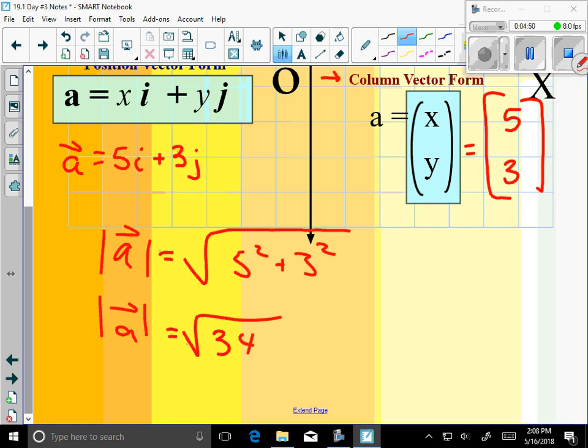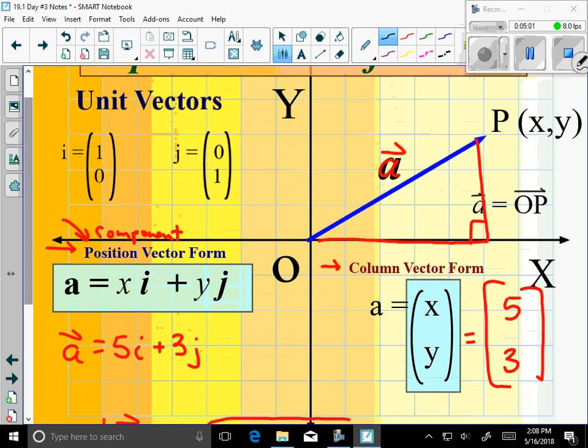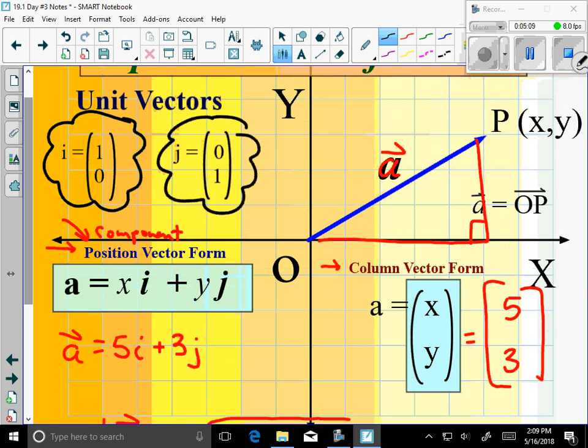I want to touch just briefly on this idea of a unit vector. We also call it the identity vector. What would be the magnitude of this vector? 1. What would be the magnitude of this vector? 1. What would be the magnitude of this vector? 1. Wait a minute. What?